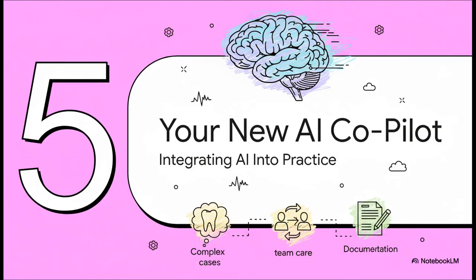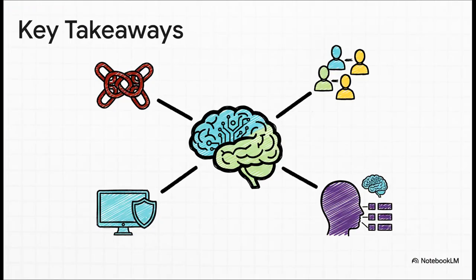Okay, this brings us to our final section, your new AI Copilot. This is all about changing the way you think about these tools and really integrating them into your practice workflow. So let's just do a quick recap. For complex patients, use prompt chaining. For team care, use that North Star patient goal. For telehealth and billing headaches, use creative, specific prompts. And always, always remember, this is decision support. The AI organizes, you are the one who commands.